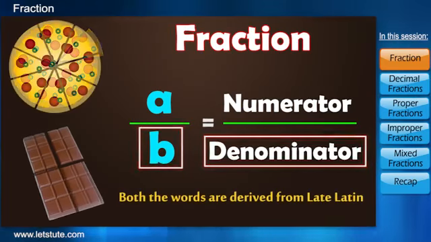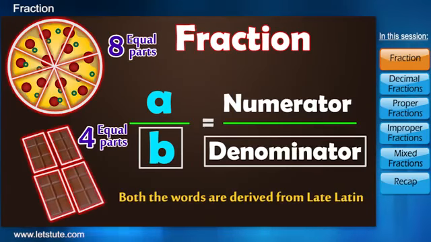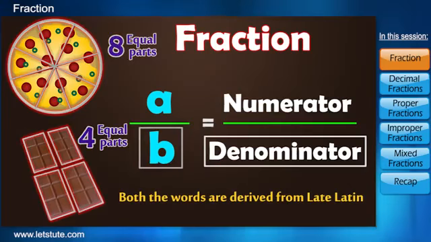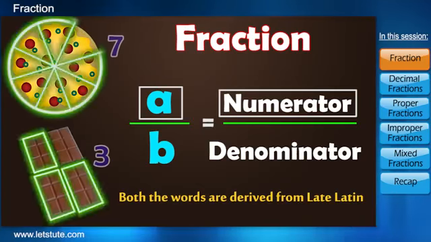Denominator is the total number of equal parts in which the whole is divided into. And numerator is the number of equal parts which have been taken out or which have been left out.